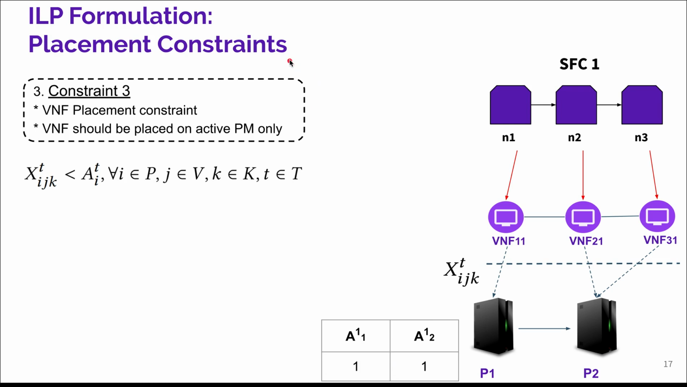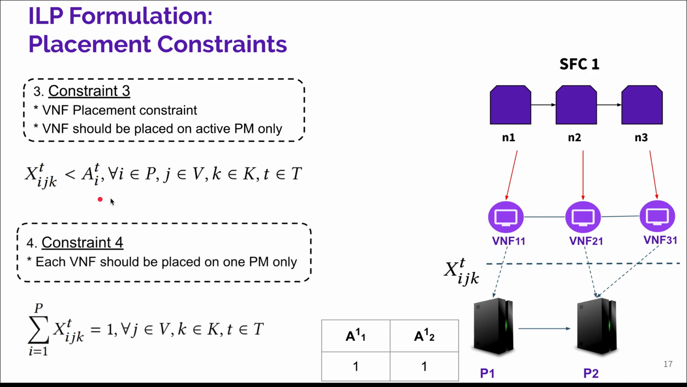Next, we come to the placement constraints. In constraint 3, we have the VNF placement constraint, which says that a VNF can be placed on an active PM only. Decision variable A actually says if a PM i is active at time t or not. Based on this value that is determined, we can make sure that a VNF should only be placed on an active PM only at any particular time interval. In constraint 4, we should actually confirm that each VNF should be placed on one PM only. That means there should not be any redundant placements in any particular time interval across the pool of PMs.